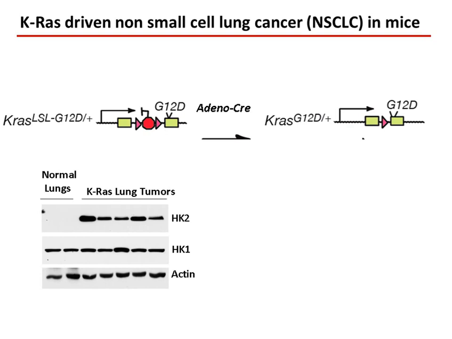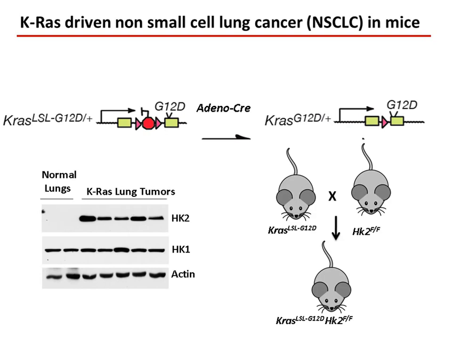So what we did, we crossed these mice with mice that have a hexokinase 2 flox gene, and we asked whether the deletion of hexokinase 2 will impair the development of cancer induced by oncogenic K-ras. So in these generated mice, both K-ras is activated and hexokinase 2 is deleted.